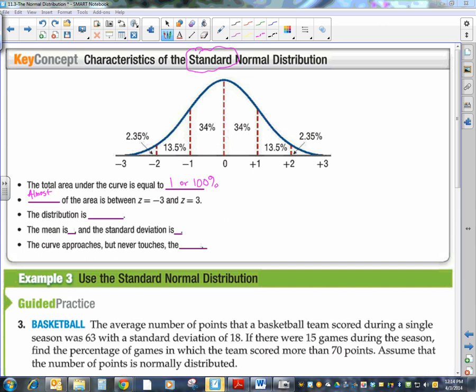Almost all of the area is between z values of -3 to 3. The distribution is still symmetric as we had before. The mean now is 0 and the standard deviation is 1. And the curve approaches again but never touches the x-axis. Okay, so we have the same percentages that we did before, but let's see how we're going to use that in a problem.